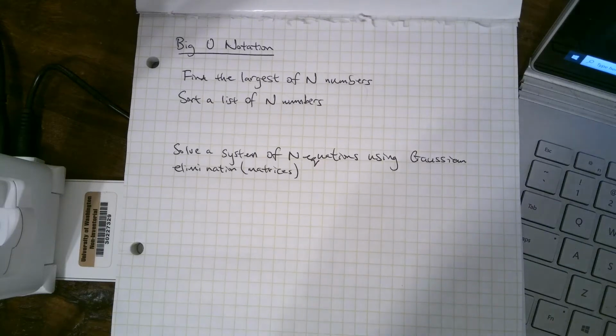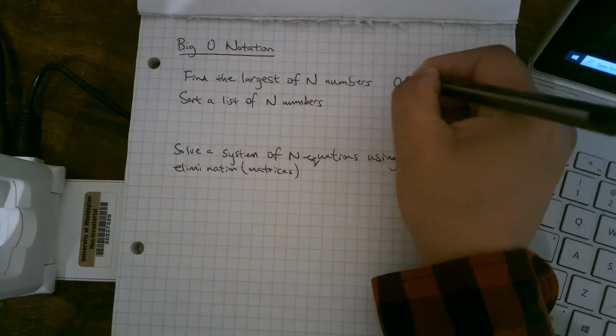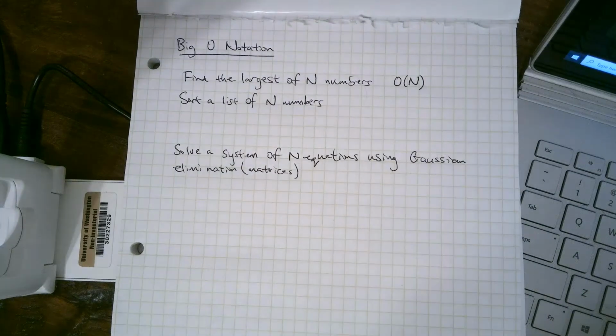So all this talk of efficiency leads us to discuss big O notation. Big O notation tells you how fast an algorithm can run. So, for example, finding the largest of n numbers. Well, you only have to pass through the list of numbers once, and you just compare each one to the largest one you've seen so far. So we call this algorithm O of n time, meaning it's proportional to the number of numbers in the list.